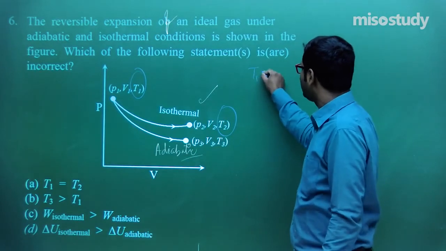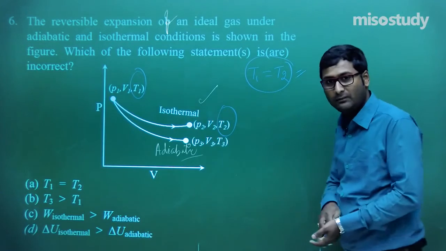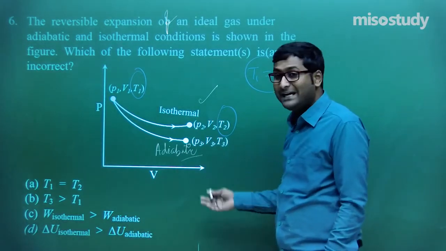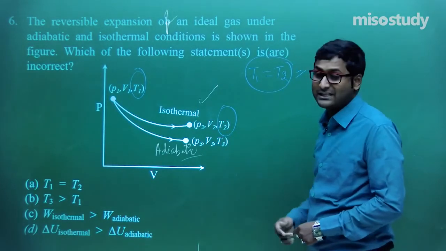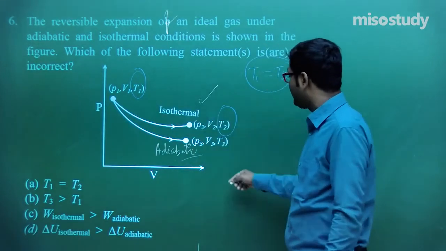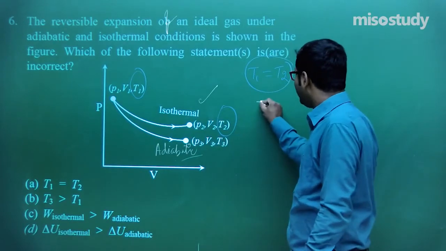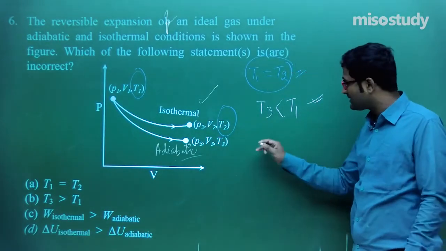So in this case, T1 is equal to T2. That is the first expression. Am I right or wrong? So you are absolutely right. Now this is the adiabatic expansion. Adiabatic expansion brings cooling. Then definitely, if we compare these two temperatures, since it brings cooling, T3 is less than T1. This is the next expression.